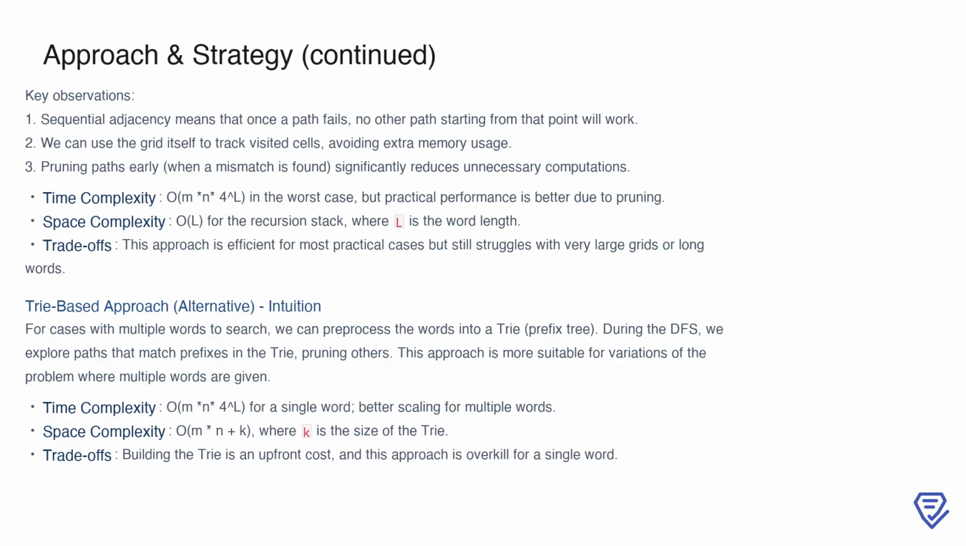For variations of the problem involving multiple words, a tree-based approach could be considered. By pre-processing words into a tree, we can limit the search to paths that match valid prefixes. However, building the tree requires extra memory, and this method is unnecessary when only one word is involved.